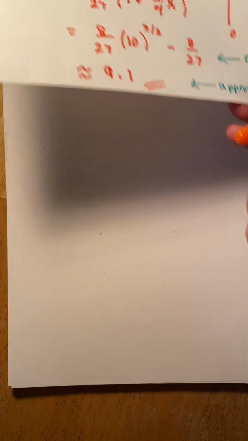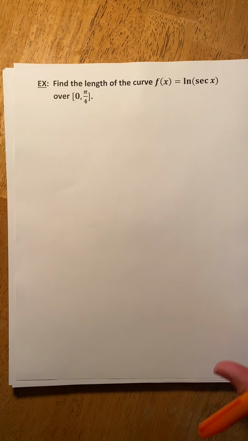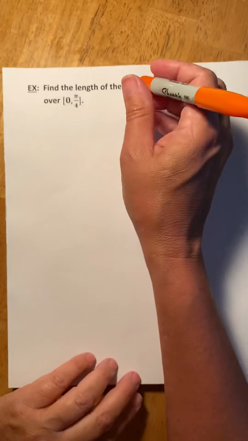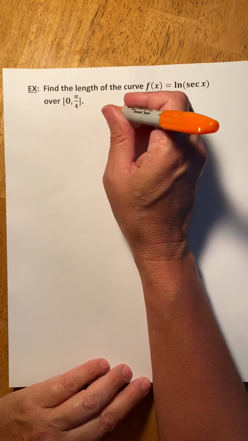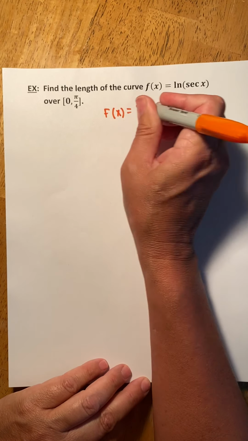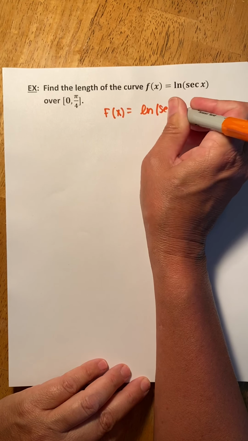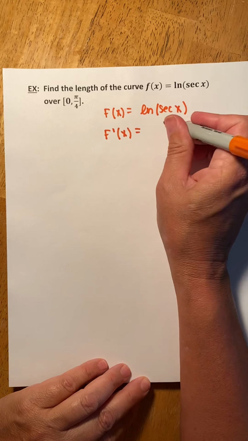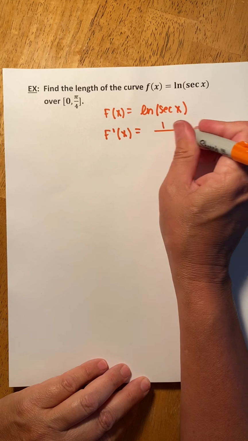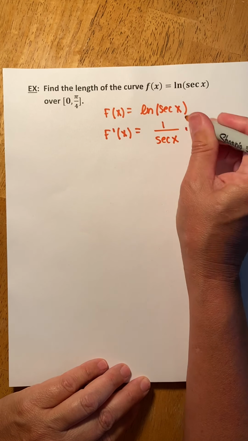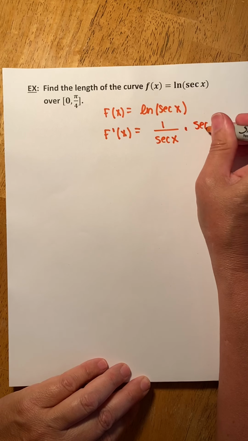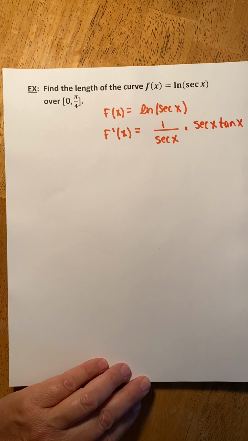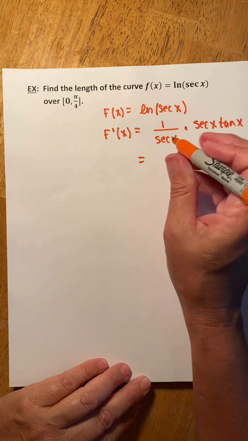Let's find the length of the curve f of x equals the natural log of the secant over the interval 0, 4. So in order to find the length of the curve, we take the function and we take its derivative. So the derivative of the natural log of anything is 1 over that of anything times the derivative of what's inside, and the derivative of the secant is the secant tangent, right? Which just simplifies down. The secants cancel, it's just tangent.